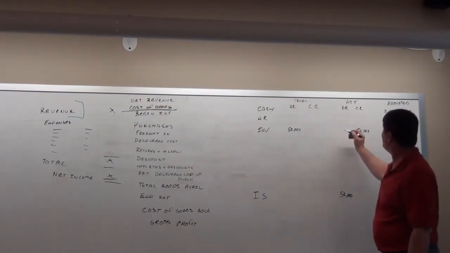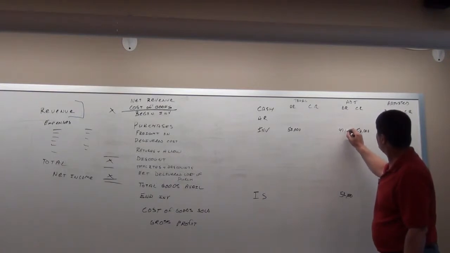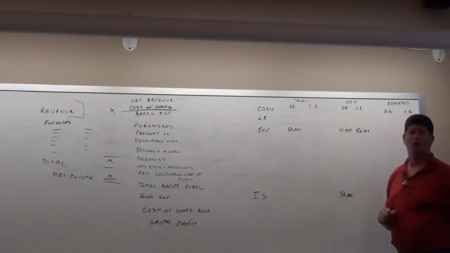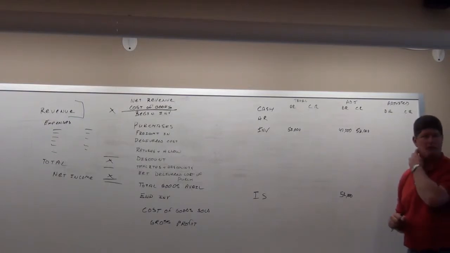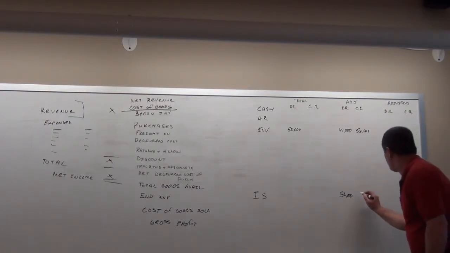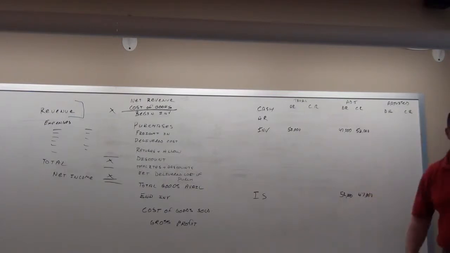Then I'm going to post a debit of $47,000 to put the ending inventory balance in the account. And I'm going to post the corresponding credit to income summary.